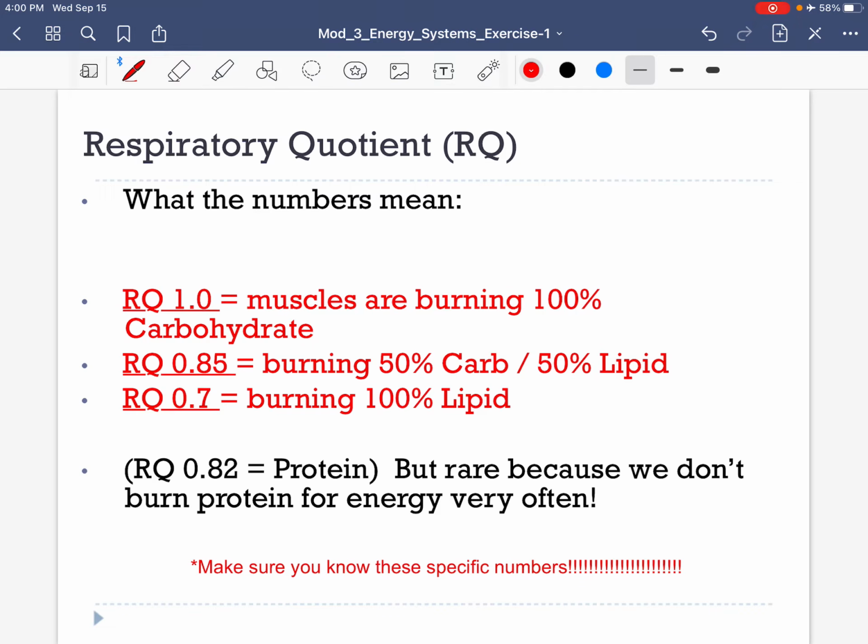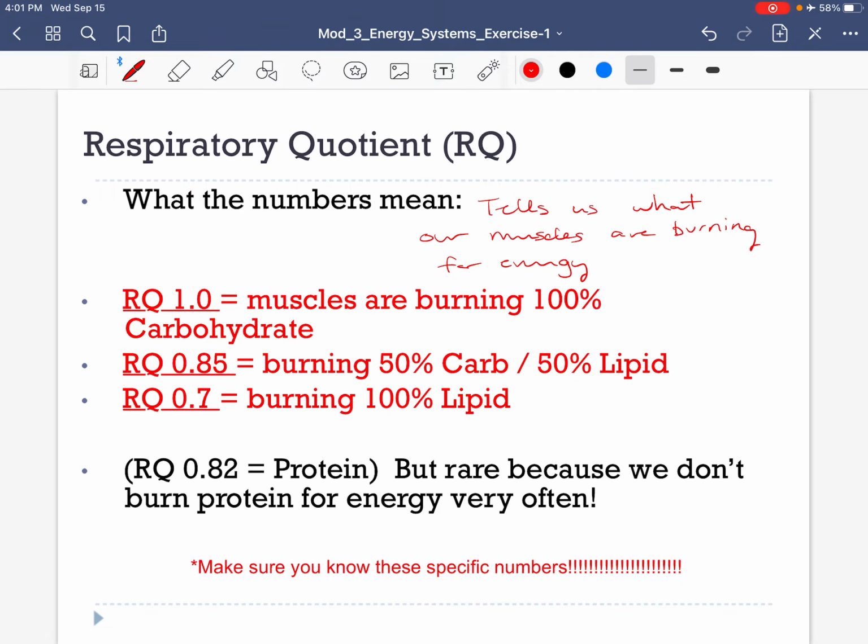Dividing those gases while we exercise, if we're able to quantify them, that RQ tells us what our muscles are burning for energy. Isn't that pretty? That's pretty rad. Just by taking those gases, we're able to know, at that point in time, are our muscles burning 90% carbs, 10% fat? Are they burning 80% carbs, 20% fat?